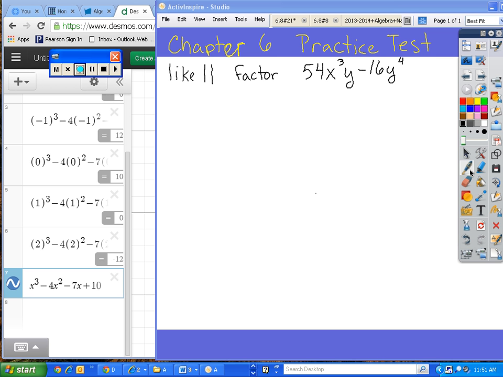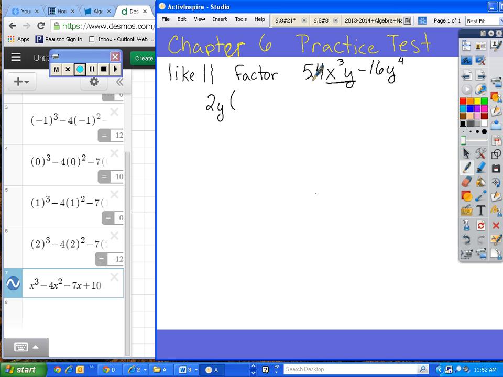So I can see that they're both even, so I'm going to factor out a 2. And then I look at the exponents, or the variables. What can I factor out of x cubed? Is there an x over here? There's not. So I can't take any x's out, but I have 1y and 4y here. So I'm going to factor out a 2y and see what I have left.